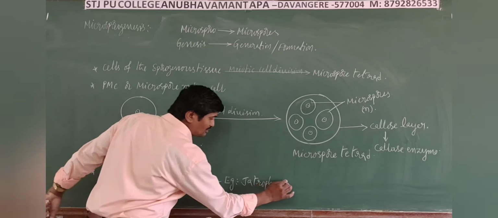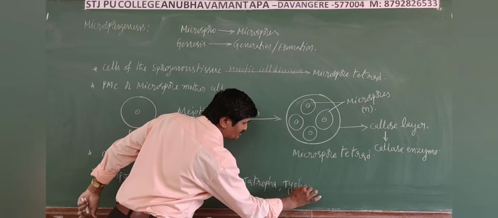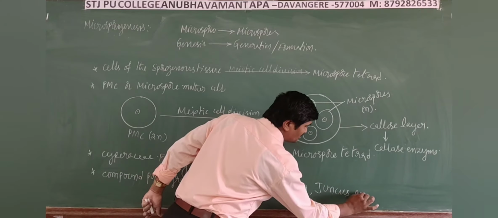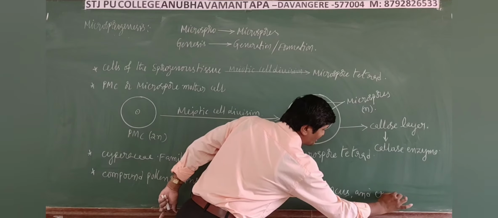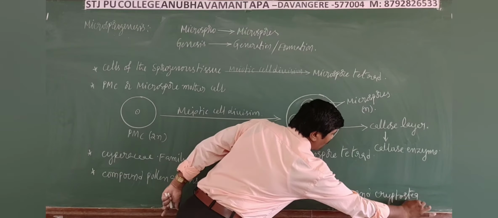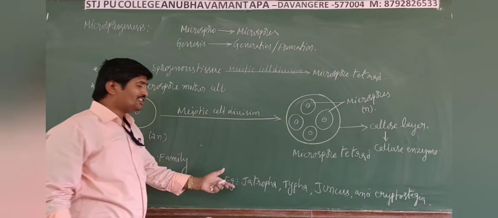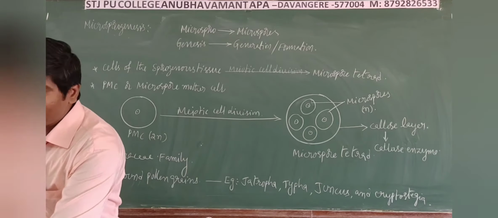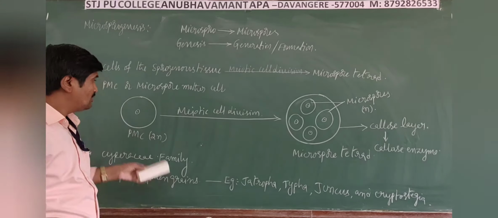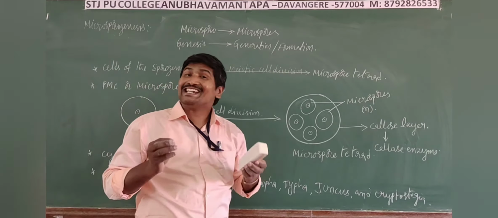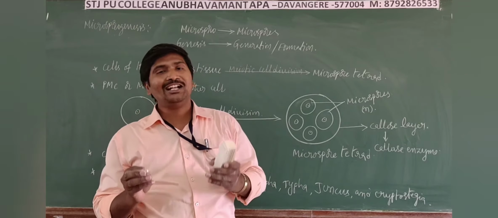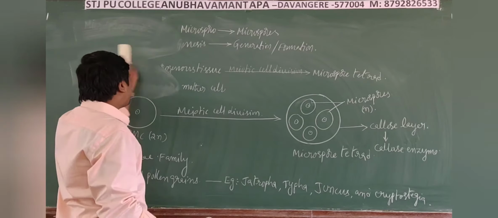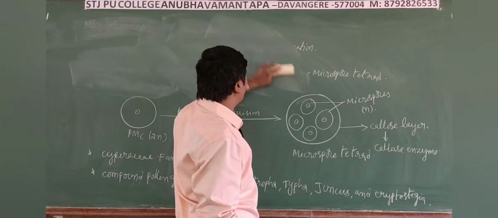Examples of compound pollen grains: Jatropha, Typha, Juncus, and Cryptostegia. These are four examples for compound pollen grains. Next, in some cases, all pollen grains in each anther lobe remain united and form sac-like structures. Such structures are known as the pollinium.